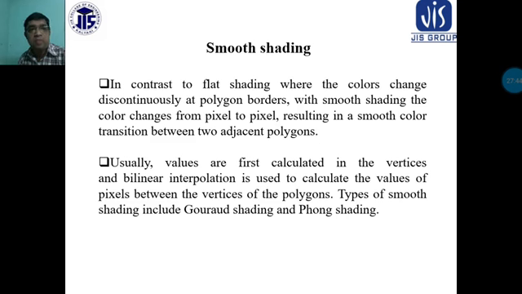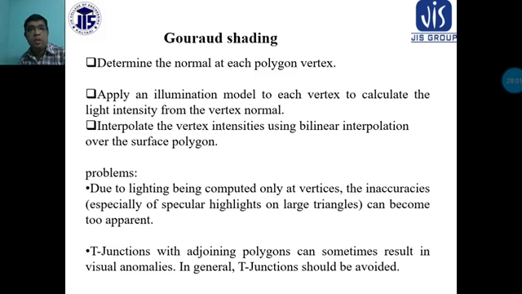The types of smooth shading include Gouraud shading and Phong shading. Let's start with Gouraud shading. Determine the normal at each polygon vertex. Apply an illumination model to each vertex to calculate the light intensity from the vertex normal, and interpolate the vertex intensities using bilinear interpolation over the surface polygon.